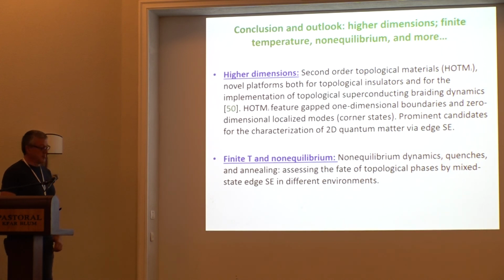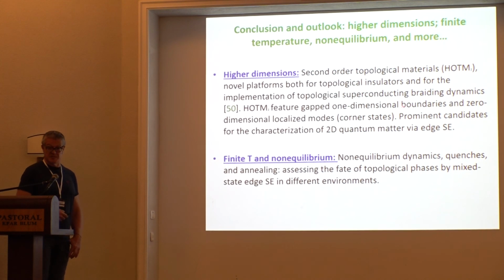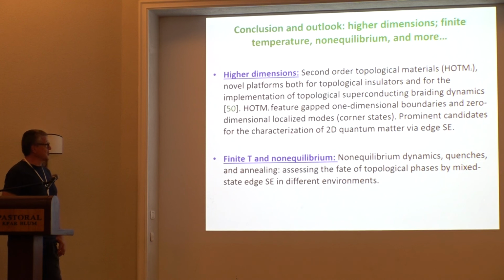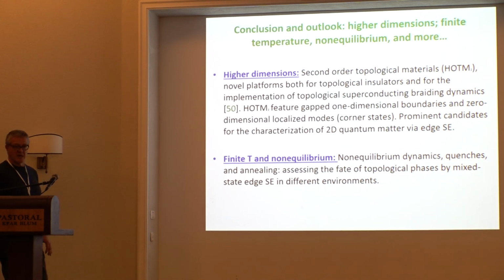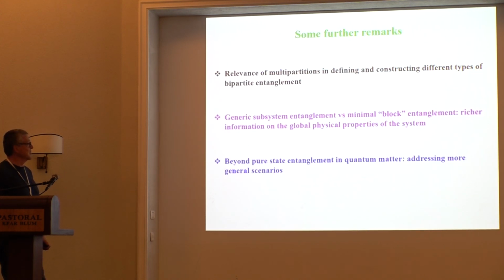And as I mentioned, the possible extensions include higher dimensions, 2D, higher dimensional topological superconductors, and the holy grail, finite T and non-equilibrium, because the great feature of squashed entanglement, of course, is to be defined for all quantum states, including mixed states. So we finally have, in principle, a tool to study faithfully the fate of topological entanglement at finite temperature and in non-equilibrium.